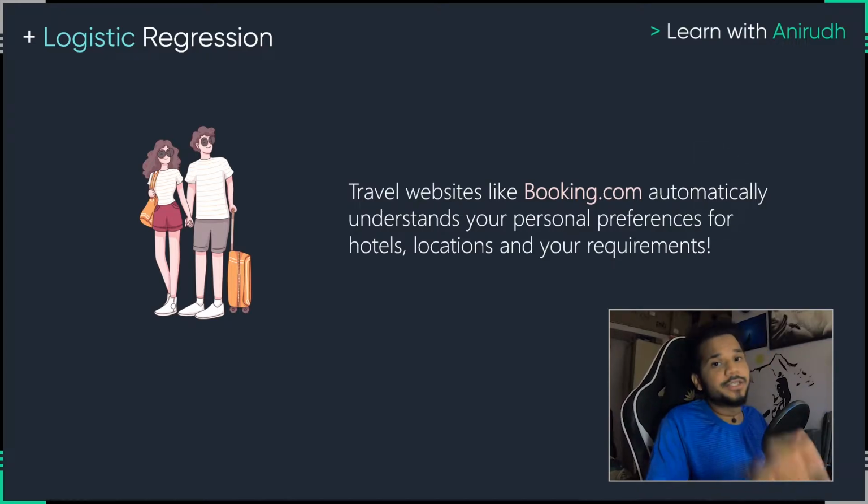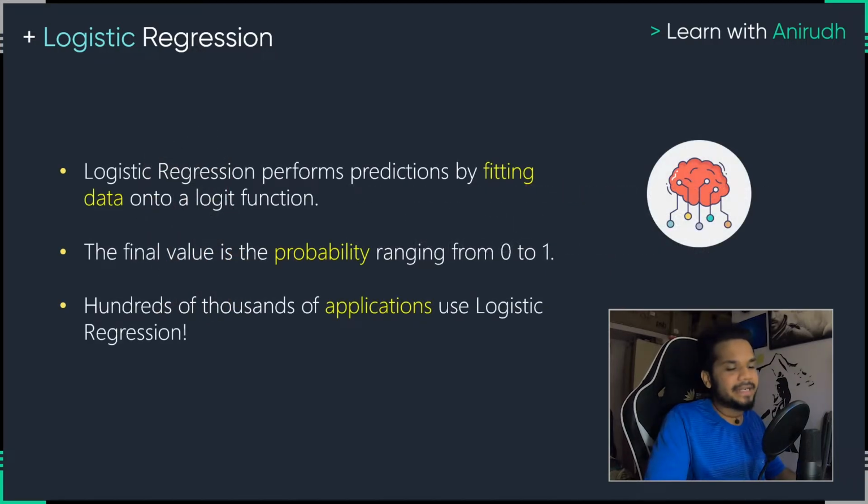Fantastic, right? So the best part about logistic regression is that it performs predictions for you by fitting the data onto something called a logit function. Now, if you've never heard of a logit function, it has a very small formula. Logit of p is equal to log of p by 1 minus p, where p is the probability in discussion at hand.